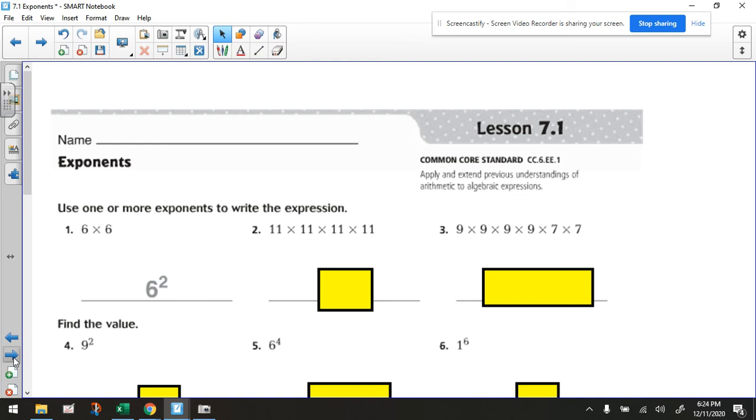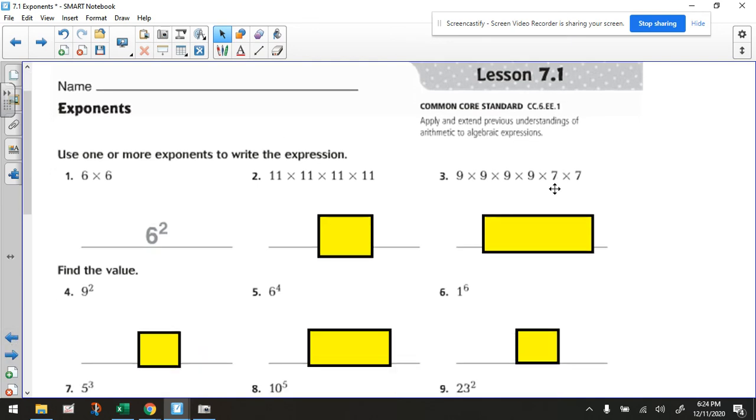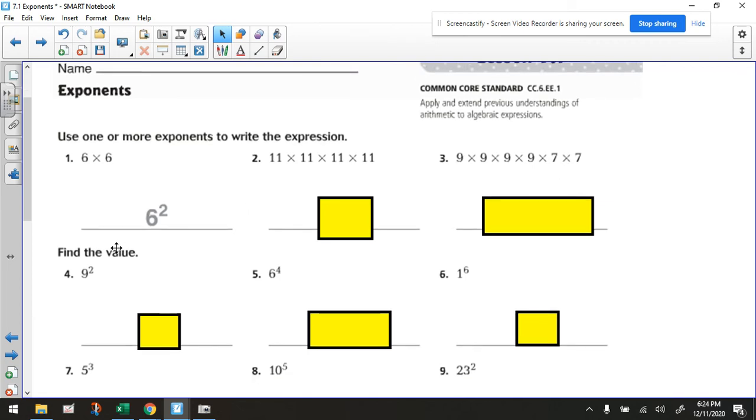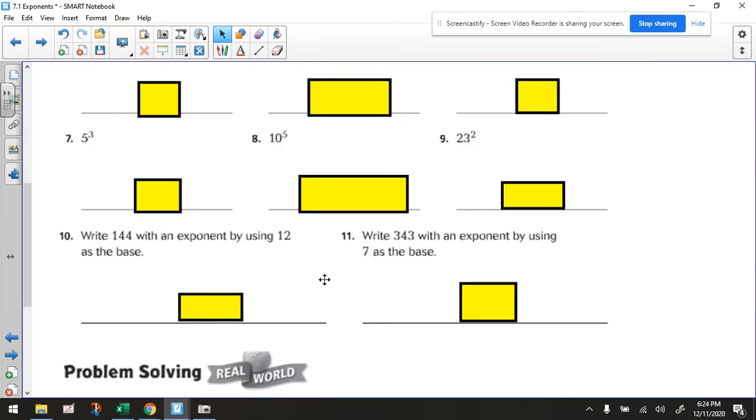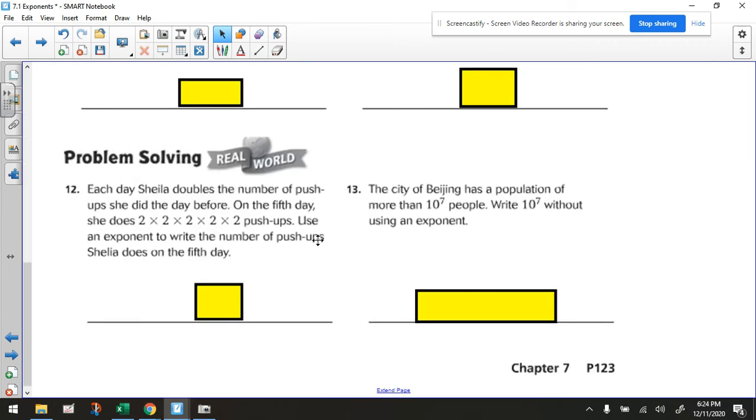Let's see if there's anything else. I think we're good. So for your homework, this is kind of what it looks like. You have, find the value. That means you've got to actually multiply out the repeated multiplication to find out what it equals. Make sure you're reading the directions carefully on your homework.